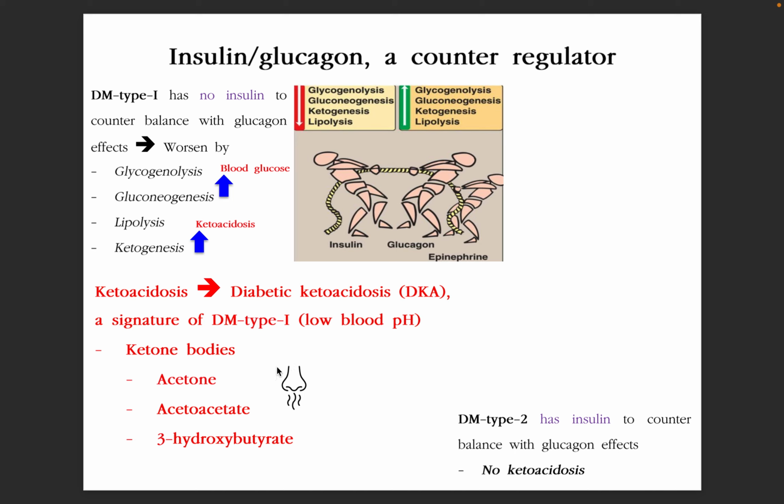Accumulatively, the ketone bodies lead to the drop of blood pH due to the acidity of those compounds and finally cause ketoacidosis, recognized as diabetic ketoacidosis or DKA. DKA patients present with an acetone-like smell on their exhalation due to the high ketone bodies in their bloodstream. However, DM type 2 patients do not show DKA due to the presence of insulin to counter the glucagon effect.